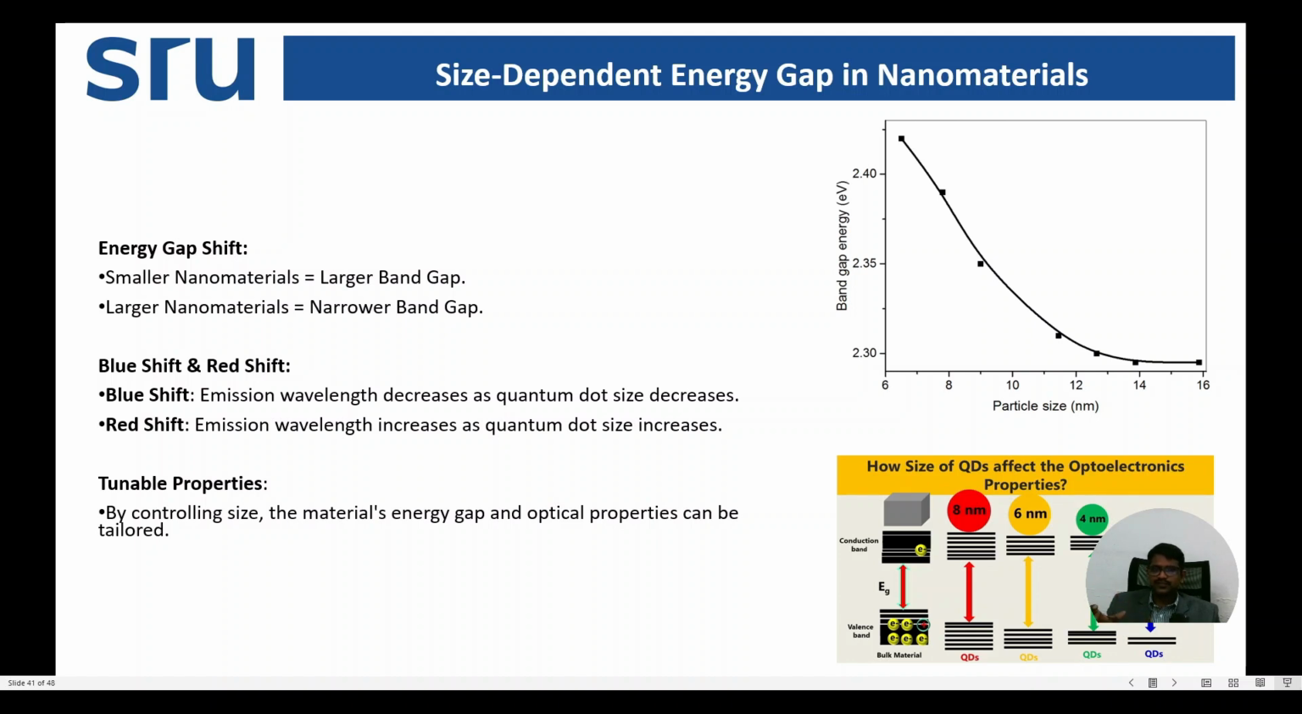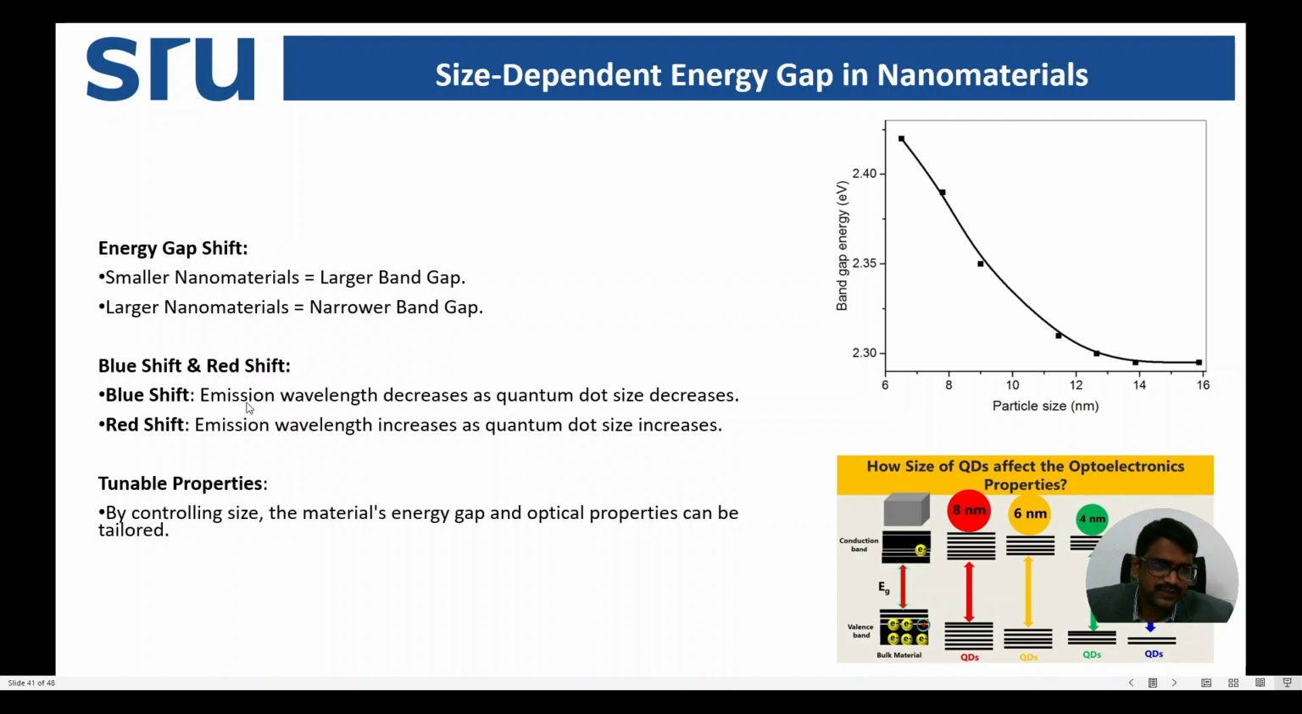Depends on the application, a material with suitable band gaps is required. That's why band gap depends on size, and size can be tuned by different experimental procedures. So we can modify the band gaps by changing the experimental conditions with different approaches. Okay, so what is blue shift and what is red shift?